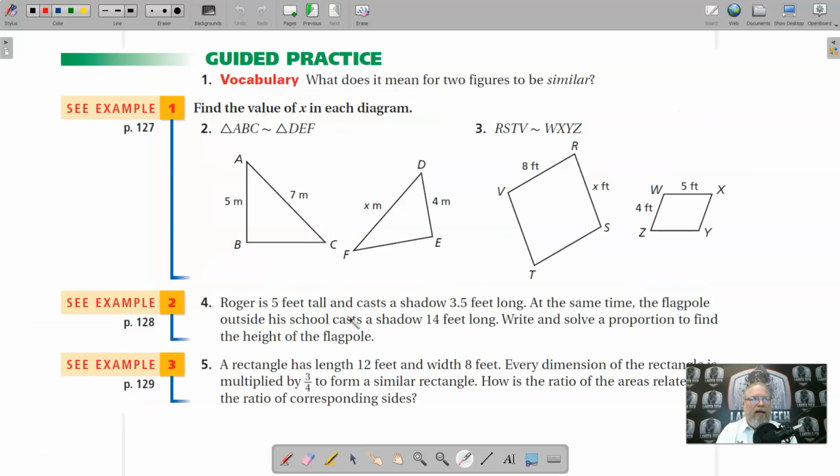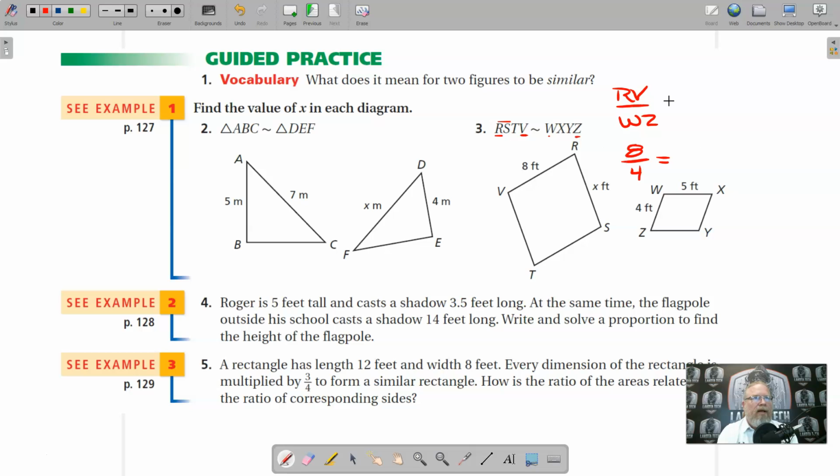That brings us to our guided practice. Let's do 3 for the sake of time. Kind of a long video so far. So we have R and V, right? We know that RV is 8 and WZ is 4. So 8 is to 4 as RS, the first 2, is to WX, the first 2.